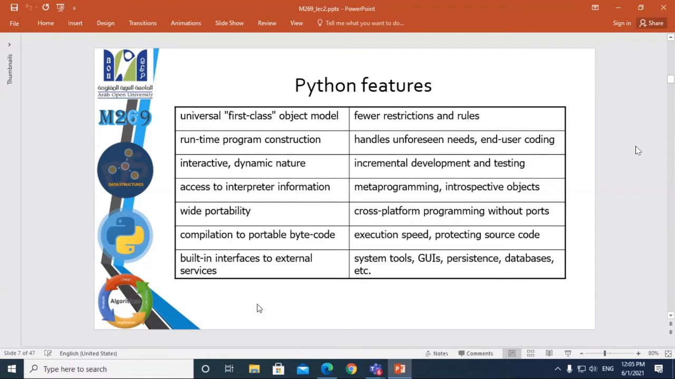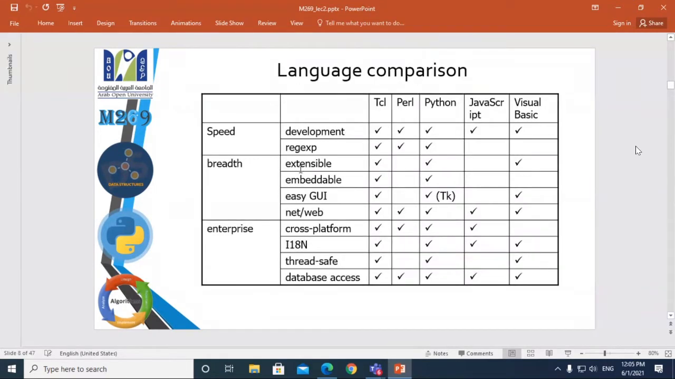Here you will also notice a comparison between some languages, for example in terms of speed: TCL, Perl, Python, JavaScript, Visual Basic, and so on. Again, you don't need to memorize it. Nobody will ask you a question about these things in the exam. Usually these are in the TMA or take-home exam. You will go to the net and search and compare between languages based on references. You won't produce it from your own head.